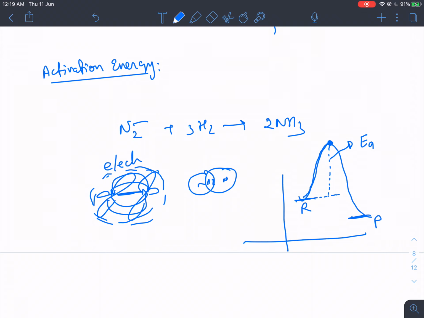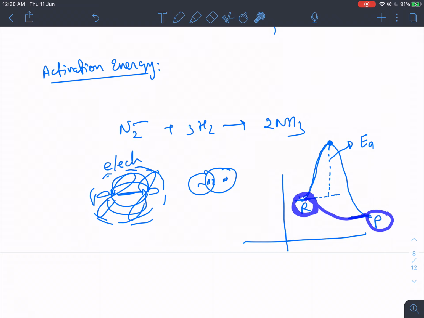Now the nice point about this activation energy is, see, this product is obviously more stable as compared to the reactant. Now imagine a case if there is no activation energy, what will happen? The reactant will automatically go to the product straight away.